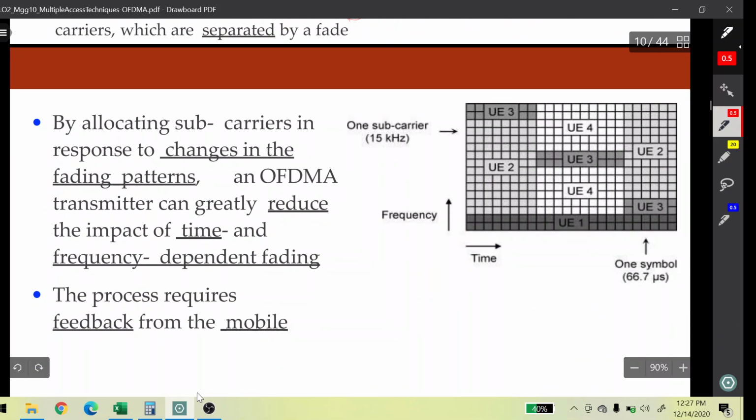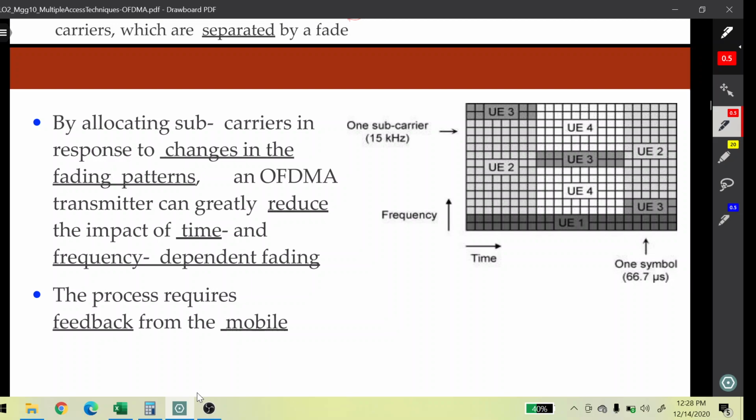So we could see that in OFDMA it could be very flexible. Rather than blocking the resource full on that particular subcarrier, we could also separate each of these users according to the unused resource block at that time that is not affected by the fading.